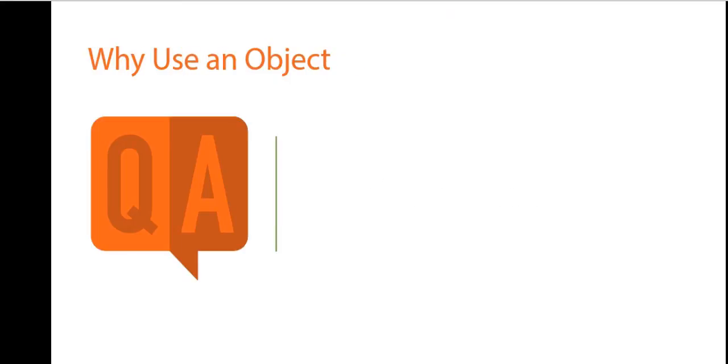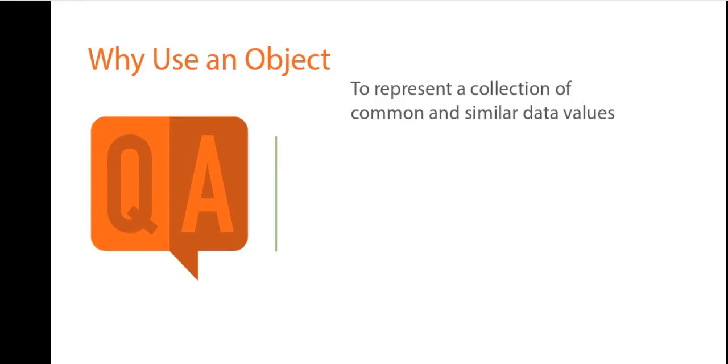Why use an object? To answer, an object is a collection of common and similar data values. Objects should contain data and code that has something in common, like an object instance of an HTML form with data and code that supports form creation, and should not include code for something like sending email.